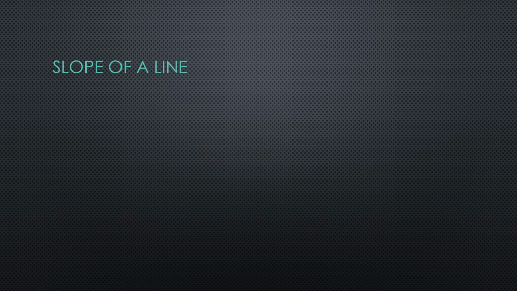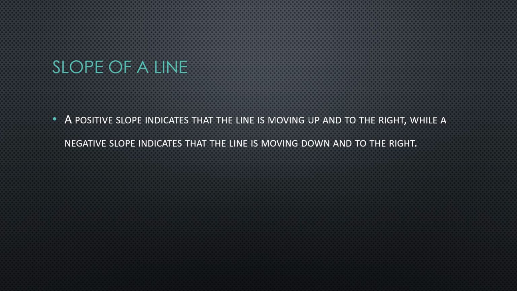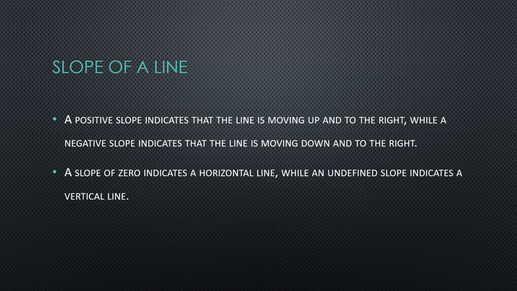The slope can be positive, negative, 0, or undefined, depending on the direction and steepness of the line. A positive slope indicates that the line is moving up and to the right, while a negative slope indicates that the line is moving down and to the right. A slope of 0 indicates a horizontal line, while an undefined slope indicates a vertical line.